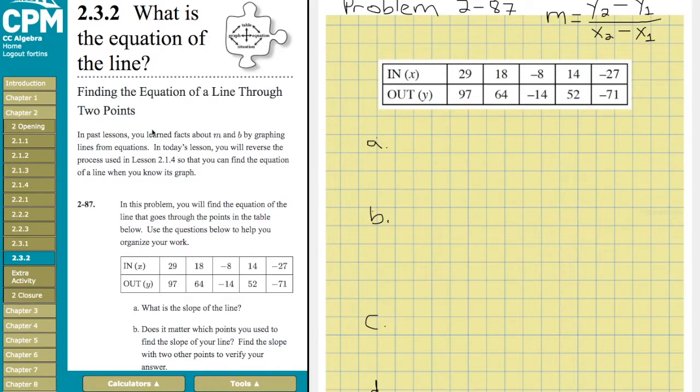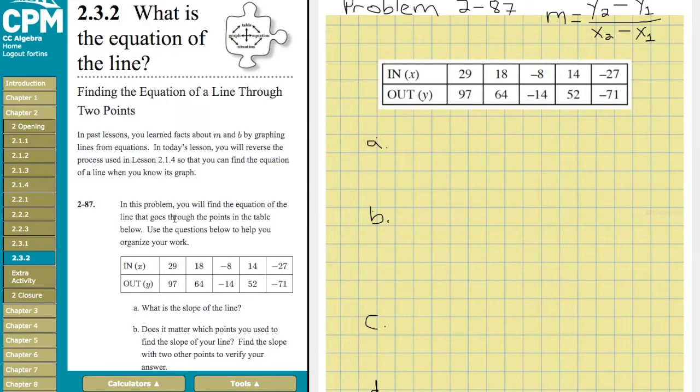Just read the lesson introduction to see what our problem has to do with what you're going to learn today. It says, in the past few lessons, you have learned facts about m and b by graphing lines from equations. In today's lesson, you will reverse the process used in the last lesson so that you can find the equation of a line when you know its graph. So it looks like later in today's lesson, you're going to have graphs and maybe only some of the information about a graph, and you're going to use that to get the equation.